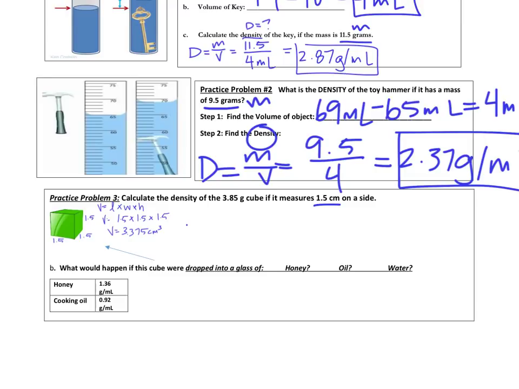Okay, so now I want to know the density of this block, and it tells me the block has a mass of 3.85. Well, density equals mass divided by volume. The mass is given to me, 3.85, divided by the volume we just determined to be 3.375. When I divide those two, I get a density of 1.14 grams per cubic centimeter.